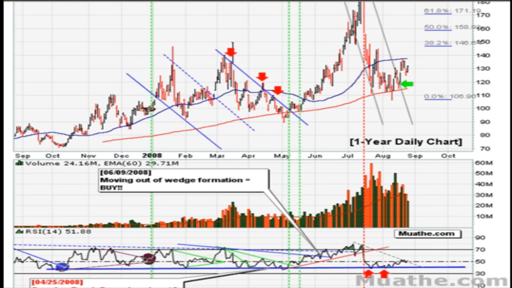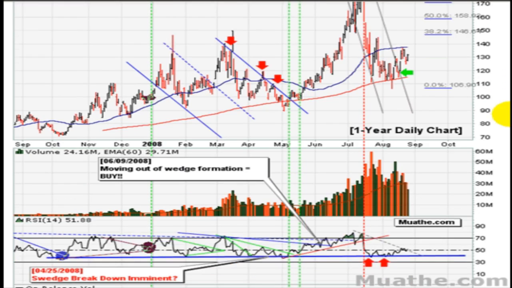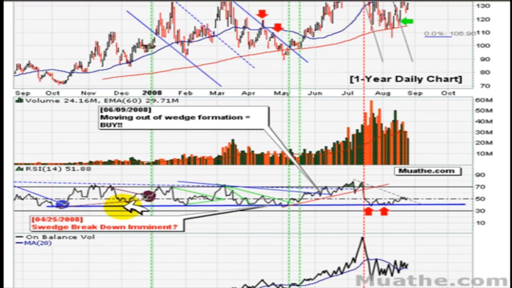The reason why I did go ahead and give that very early buy signal is because you see this blue line here is a confirmed RSI lows line.